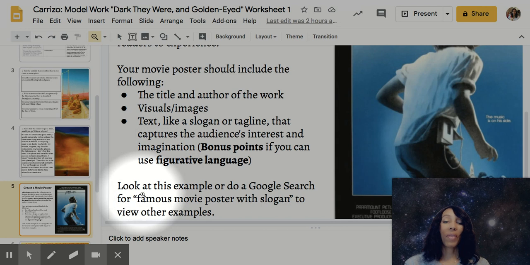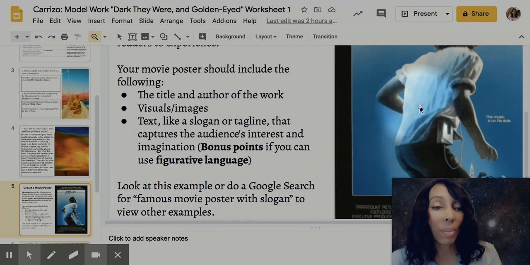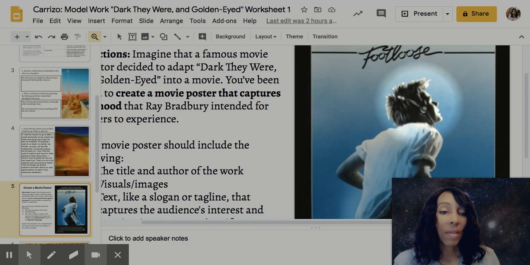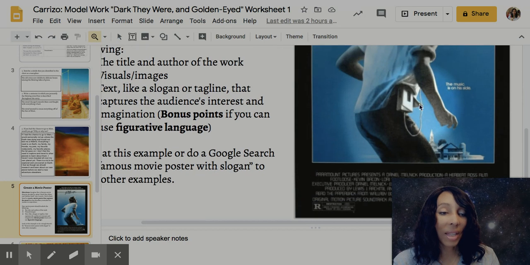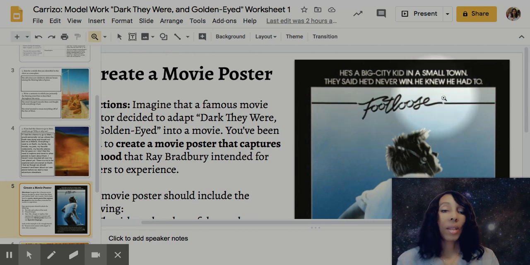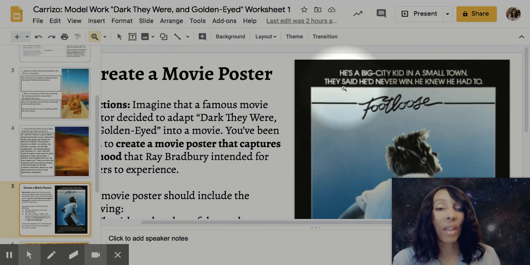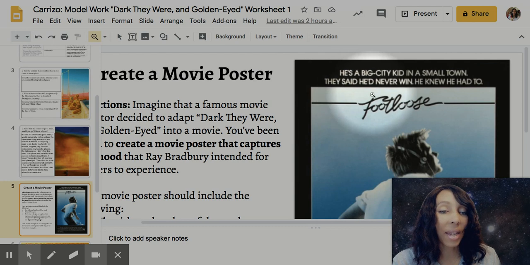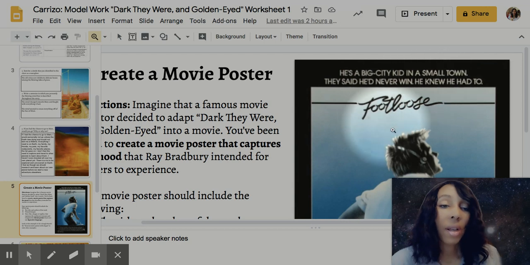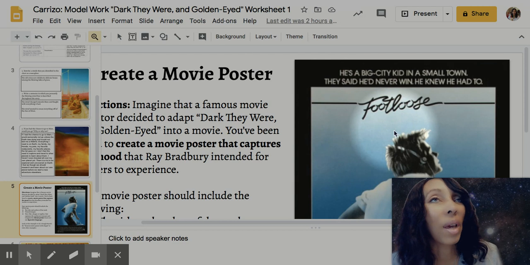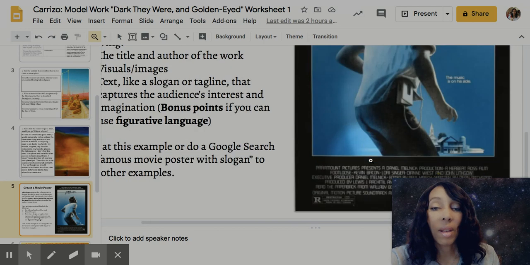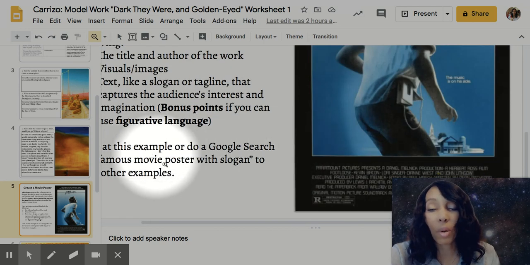And then this is an example of a famed movie poster of the movie Footloose. You can see that this guy is obviously dancing, listening to music, and you see the town in the background. And the title of the movie, and then here's the slogan. He's a big city kid in a small town. They say he'd never win. He knew he had to. So that really interests you if you ever saw this at the movie theater, like, wow, this looks like a good movie to see. So that's what I was looking for with your Dark They Were and Golden Eyed, your creativity.